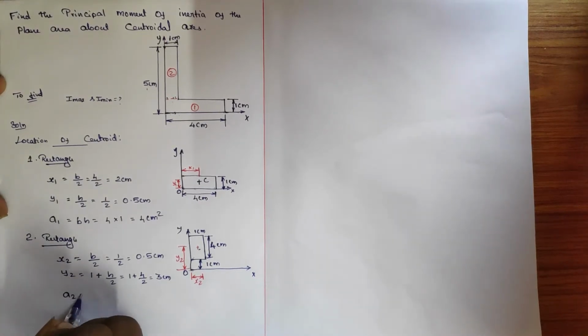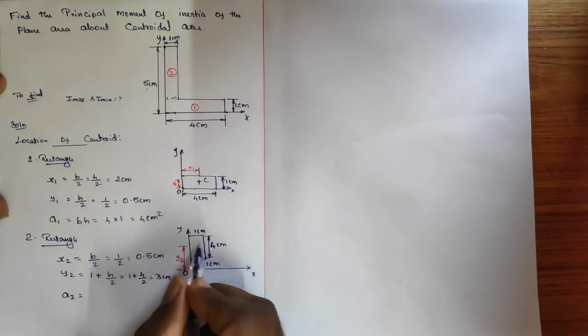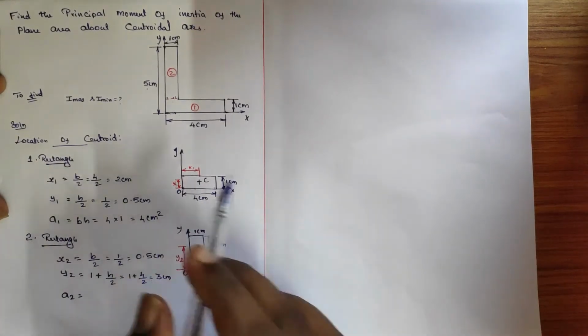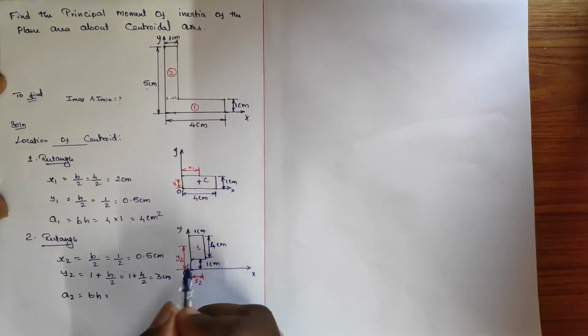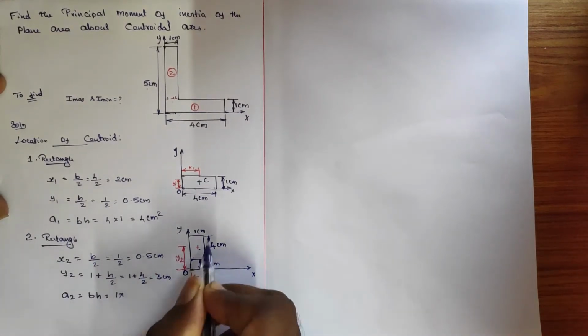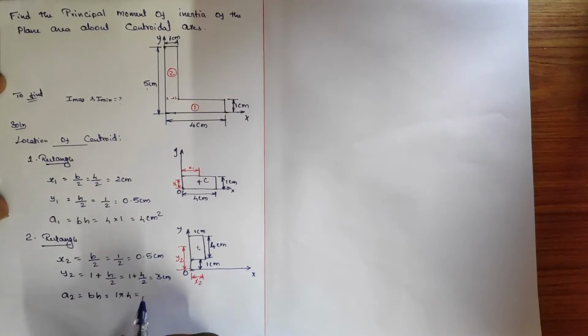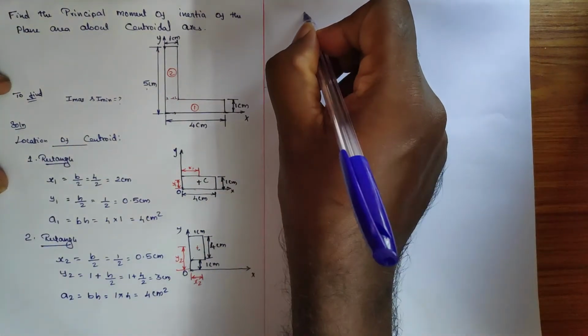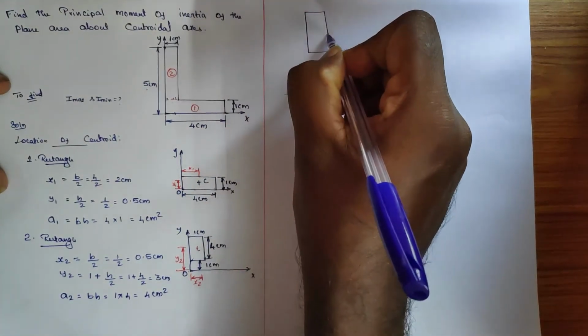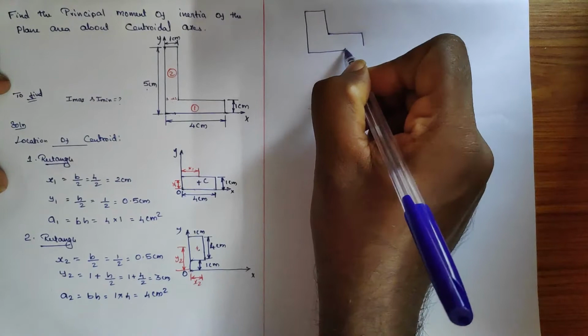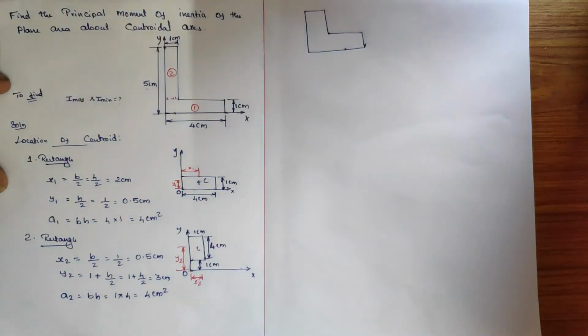And A2, the area of the rectangle in this second component. Okay, it's nothing but b into h. So here b is 1 and h is 4. We get 4 centimeter square. Right? So if you want to plot it out, I can say this is how the result will be for plotting down the centroid.